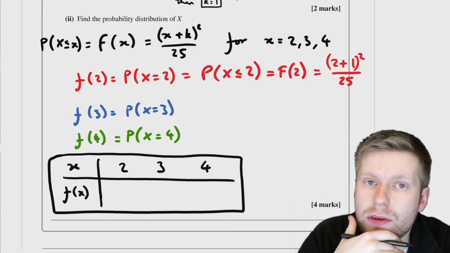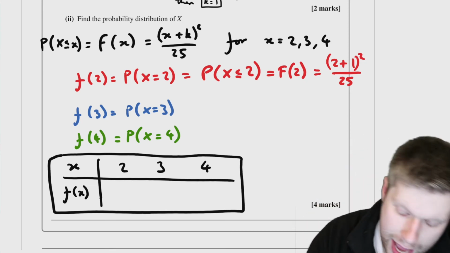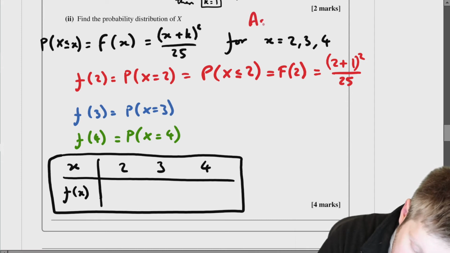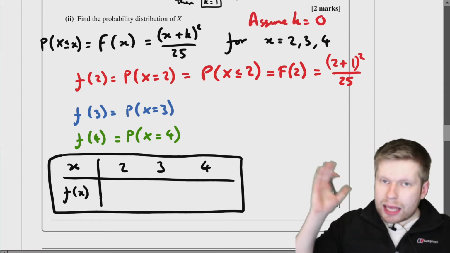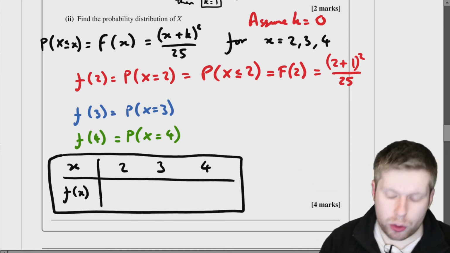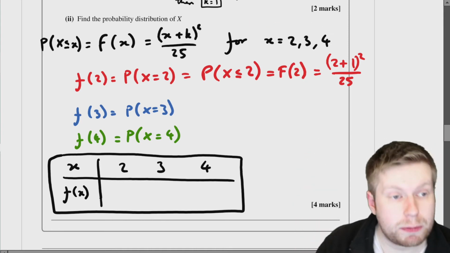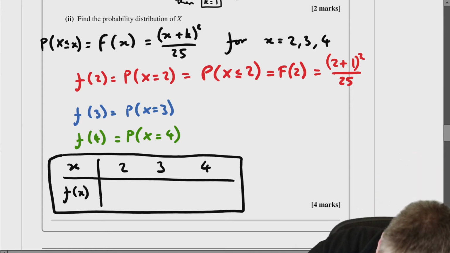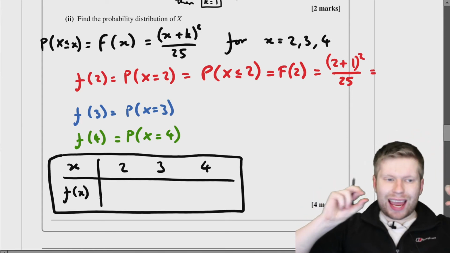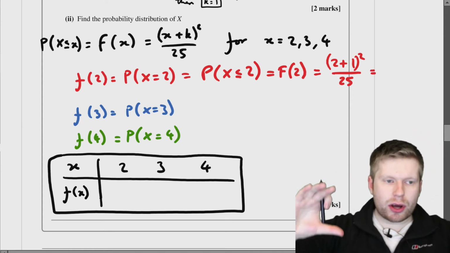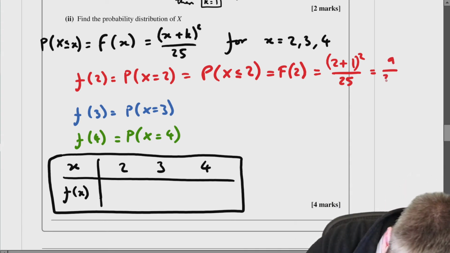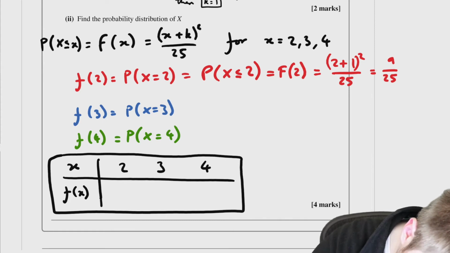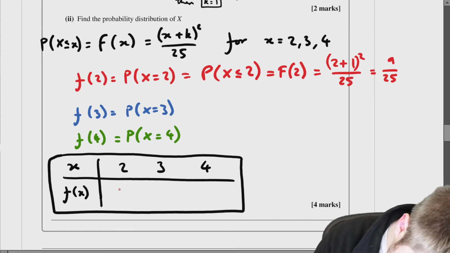If you didn't get a value for k in part 1, then just say, assume k is equal to some value, and that's fine. Then you can still answer part 2 and you won't lose any marks in this particular case. I never usually write this, I never advocate writing across the line, it's just that I'm slightly tight on space. So this is going to be 3 squared, which is 9, over 25. So the probability that x equals 2 is going to be 9/25.